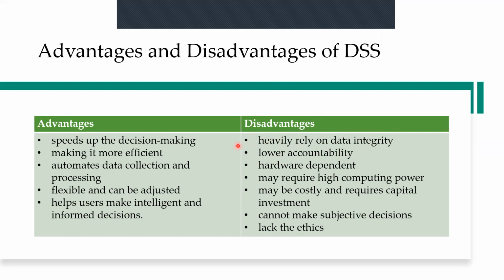There's lower accountability. Say, for example, you're the manager and the decision flopped. You can just say that, well, that's what the DSS recommended. It's hardware dependent, so you need to invest in high computing power, which may be costly and requires capital investment. Aside from buying the computer, you have to hire people to make the DSS, and that's also expensive, because you're hiring professionals.